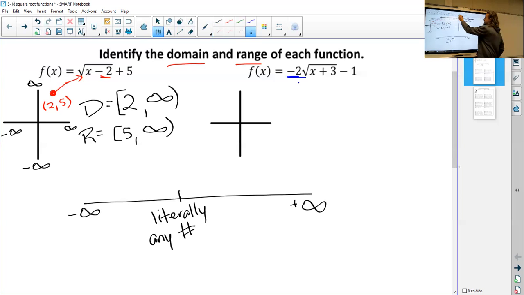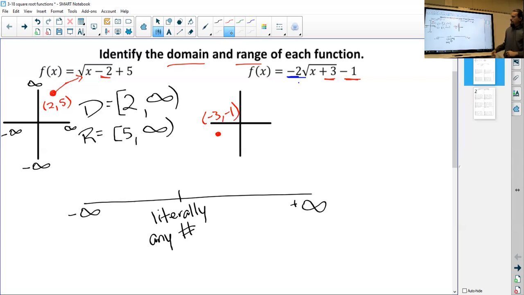Let's start with the vertex. So we have +3, -1. Remember for our h, our x value, it's always going to be the opposite. So it's going to be -3 and then down 1. So I don't know, somewhere around there. So we have -3, -1 is our vertex.